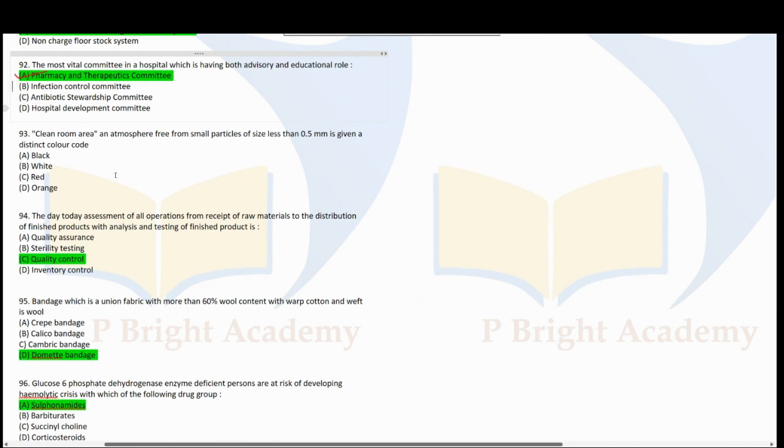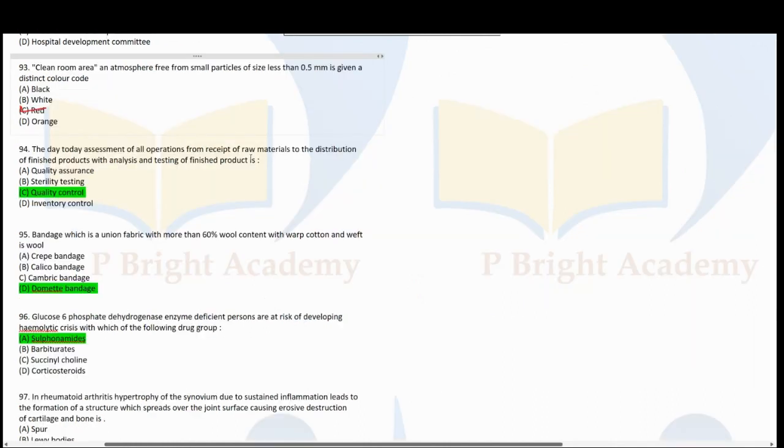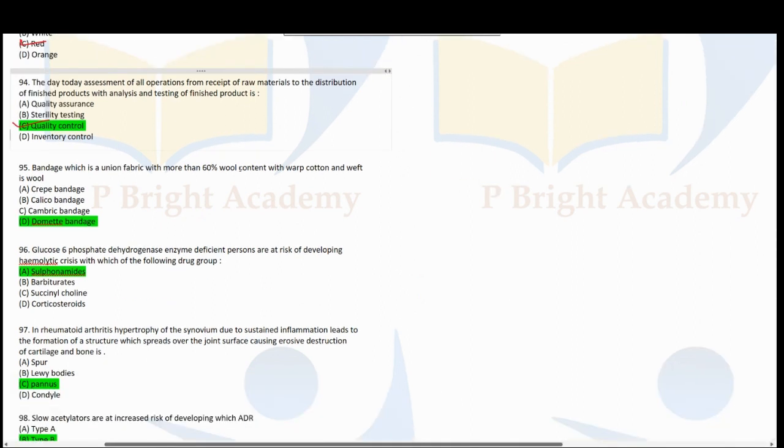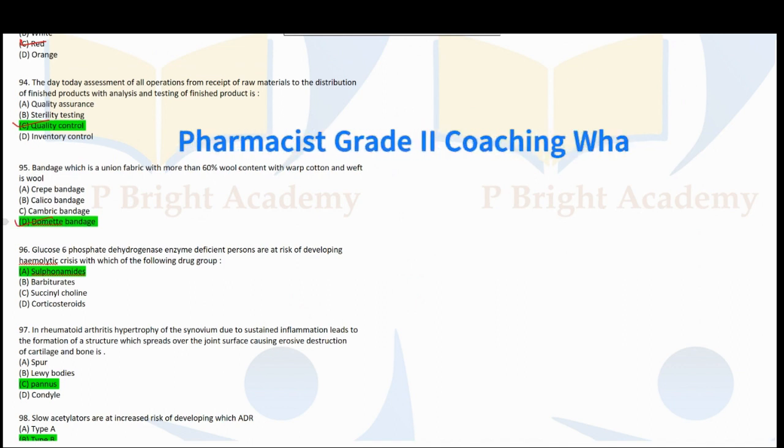Next, a clean room area and atmosphere free from small particles of size less than 0.5 micron is given a distinct color code. The exact answer is not clear, but most probably it is red. So we will confirm this against the official answer key. The day-to-day assessment of all operations from receipt of raw material to distribution of finished product, with analysis and testing of finished product, is known as quality control. Bandage which is a union fabric with more than 60% wool content with warp cotton and weft wool is a wool or union bandage. Option D is the right answer.